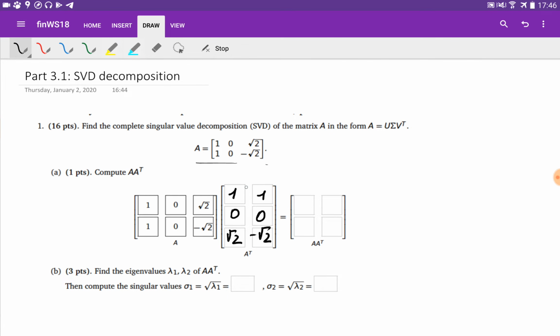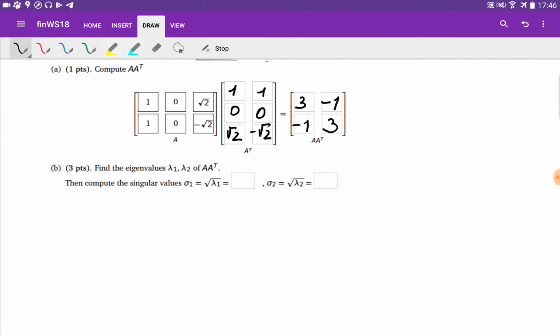When we multiply the first row to the first column, we obtain 1 plus 2, which is 3. The first row to the second column is going to be 1 minus 2, which is minus 1. So 1 minus 2 is minus 1, and 1 plus 2 is going to be 3. So we need to find its eigenvalues.